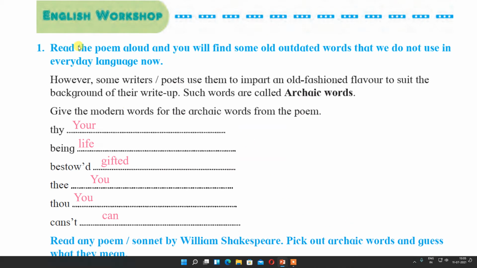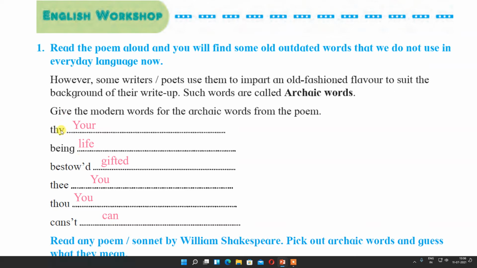Question number 1. Read the poem aloud and you will find some old outdated words that we do not use in everyday language now. However, some writers or poets use them to impart an old fashioned flavor to suit the background of their write up. Such words are called archaic words. Give the modern words for the archaic words from the poem. So here thy means your, being means life, bestowed means gifted, thee means you, thou means you, and can't means can. So these are the words.